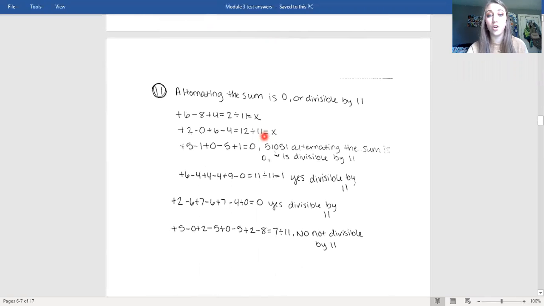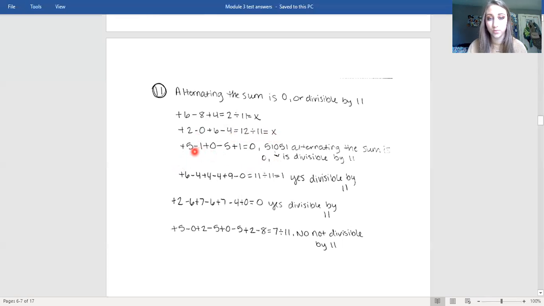Okay, for 11, you're alternating the sum. So like plus minus plus minus plus minus. Okay, so 684 is the number. So we're positive 6, negative 8, positive 4. Well, that equals 2. 2 divided by 11 doesn't work. So we have 2064. So it's plus 2 minus 0 plus 6 minus 4 equals 4, which is not divisible by 11, so it doesn't work.